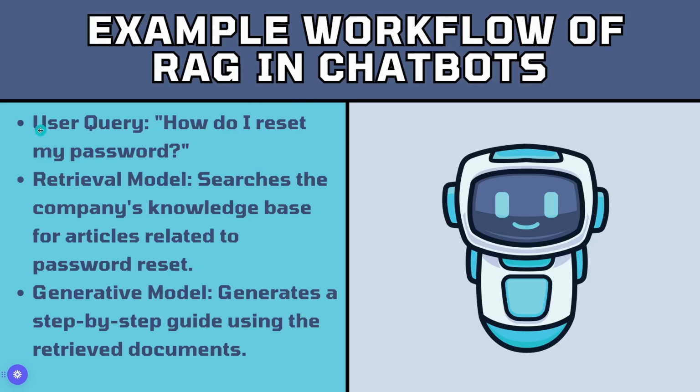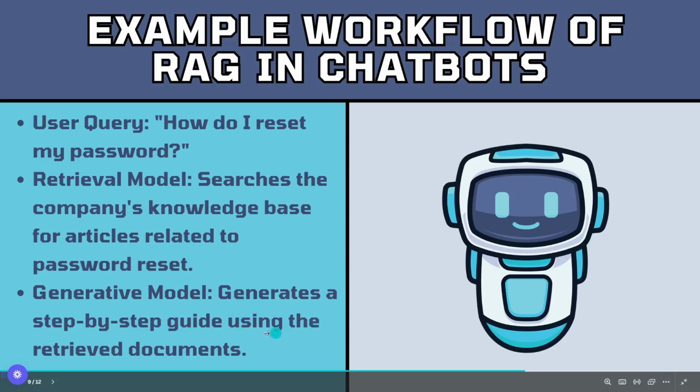So we're going to get the user query. For example, the user can ask, how do I reset my password? Then the retrieval model is going to search the company's knowledge base or JSON file for articles related to password reset. So it's going to look into our JSON file and try to find something that relates to how to reset the password. Then when it finds something, it's going to generate a step-by-step guide using the retrieved documents.